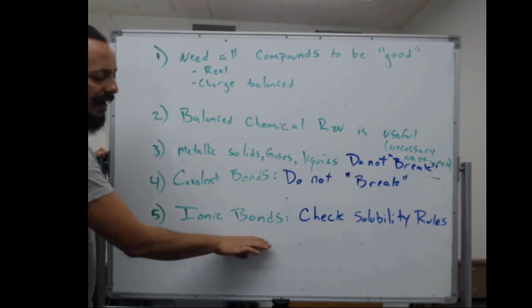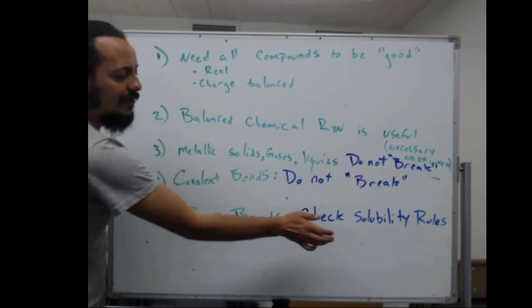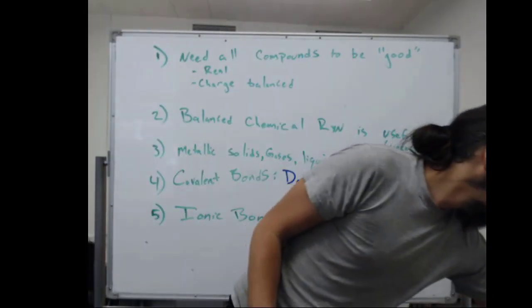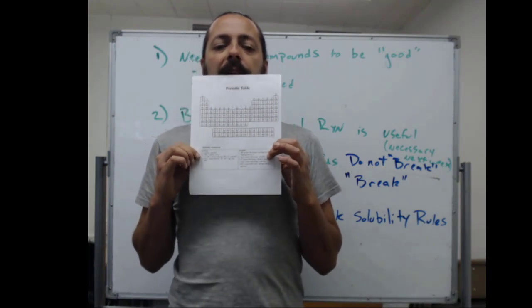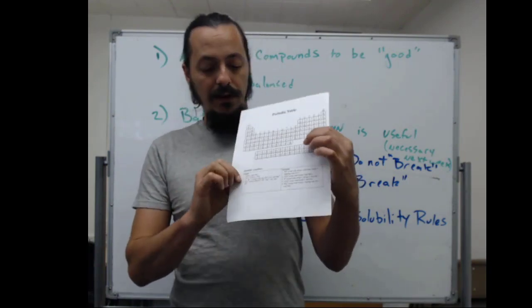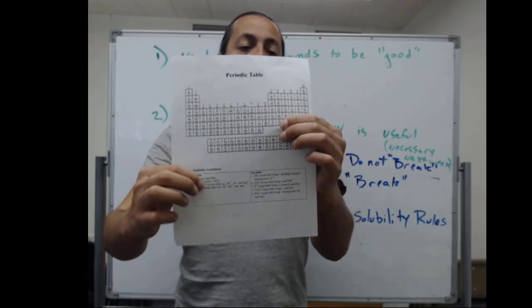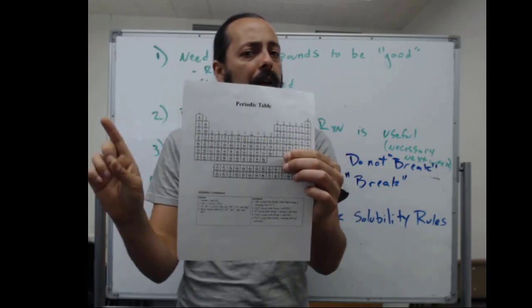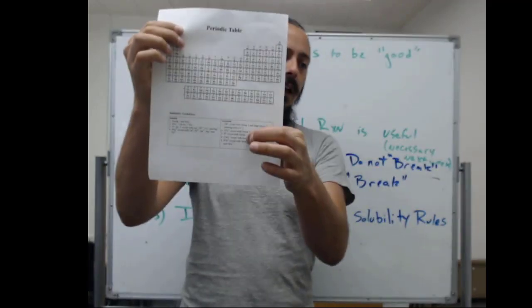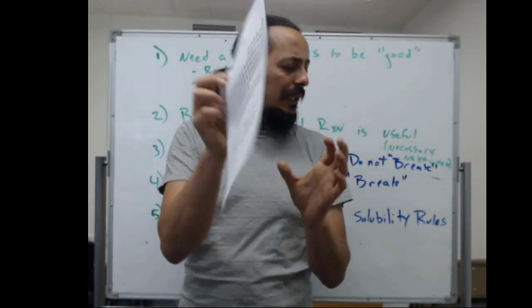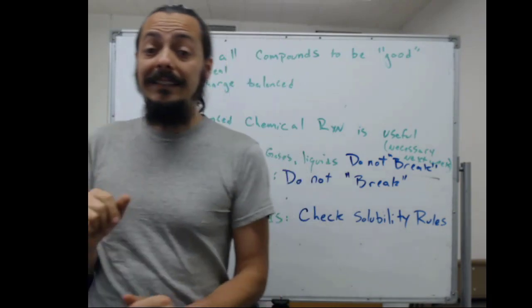And then ionic bonds, we're going to check the solubility rules on our periodic table. If the compound is on the soluble side, those ionic bonds will break, covalent bonds won't. If it's on the insoluble side, those ionic compounds will stay as solids. Let's look at some examples.